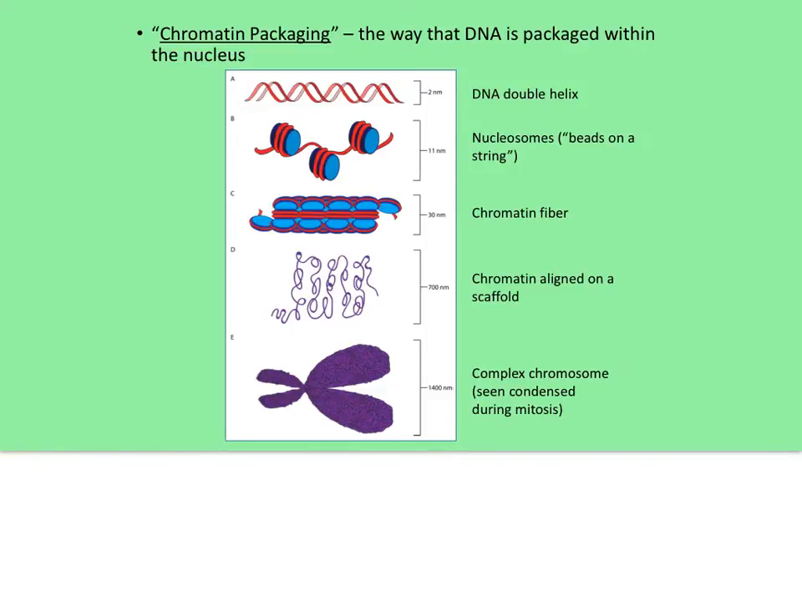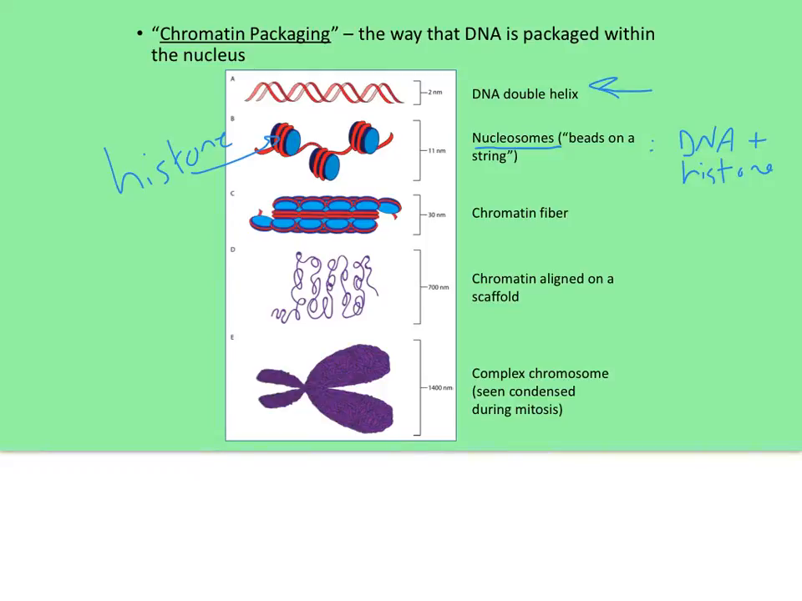If we start out, we've got the DNA double helix, but you rarely see DNA by itself. Usually it will be wrapped around these histone proteins that we learned about on the last slide. When you see DNA wrapped around a histone, we call that a nucleosome. So a nucleosome equals the DNA plus the histone protein.